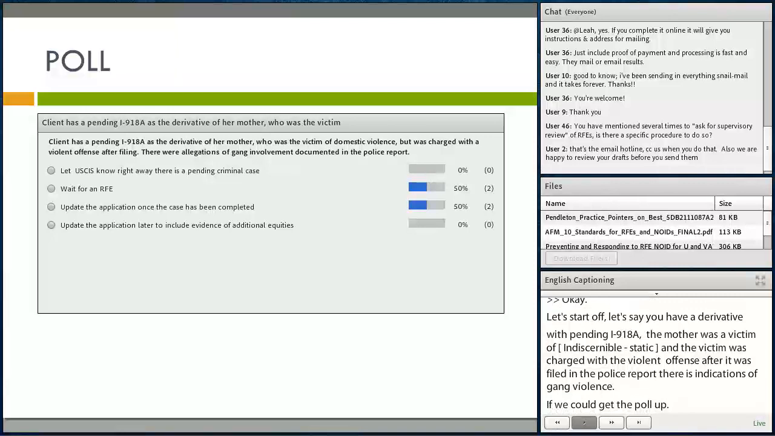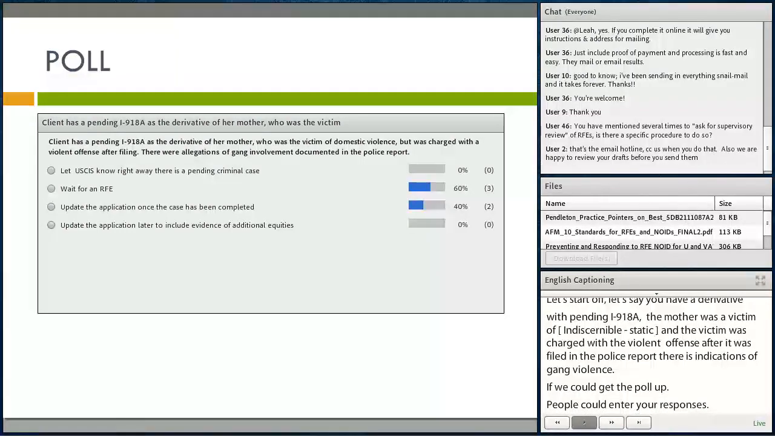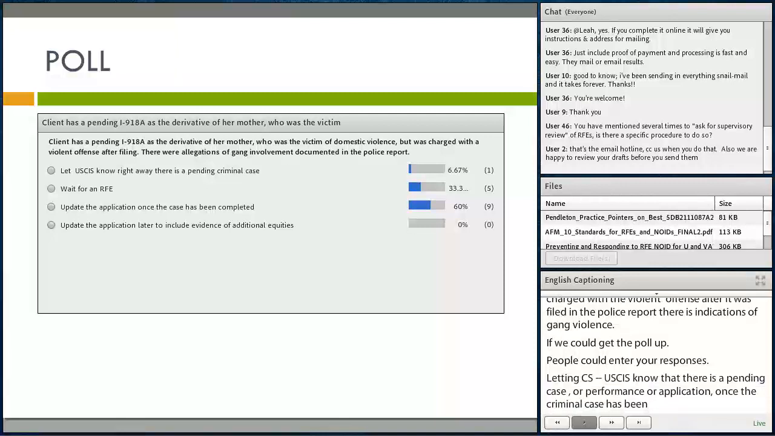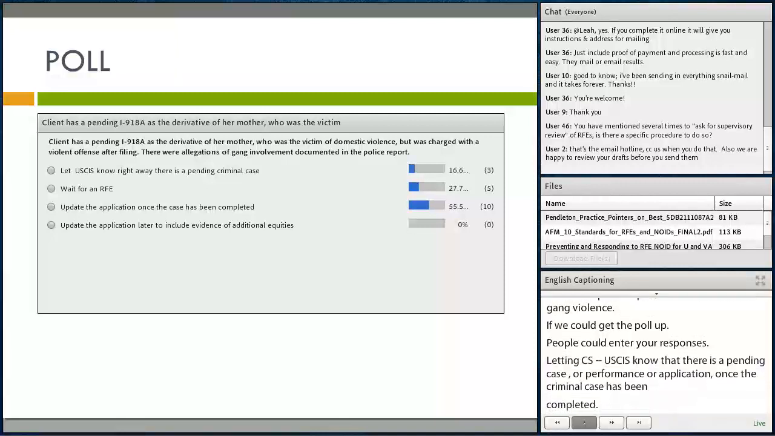So people can enter their responses to the poll here. Your options are letting USCIS know right away that there's a pending criminal case, wait for an RFE to respond to it, supplement or update the application once the criminal case has been completed, or update the 918A application later to include evidence of additional equity.